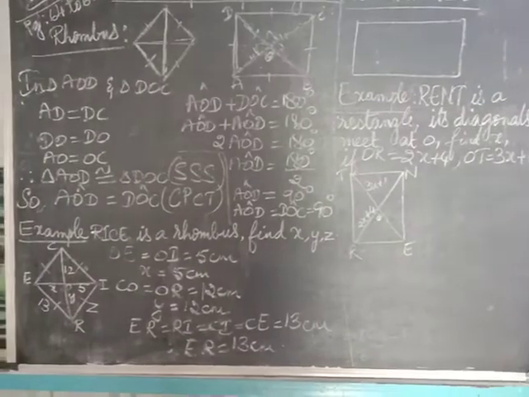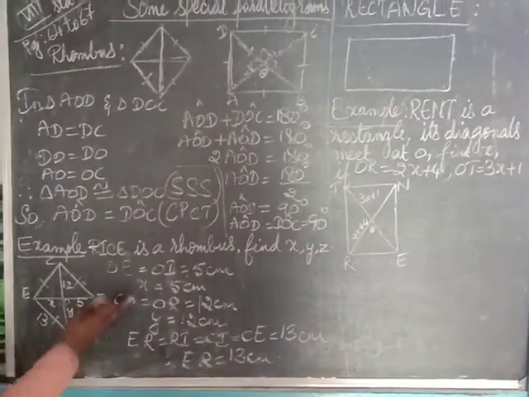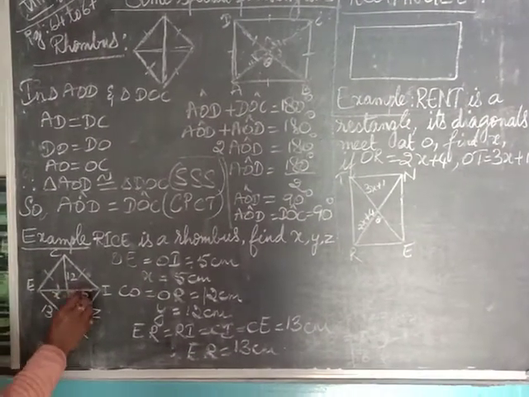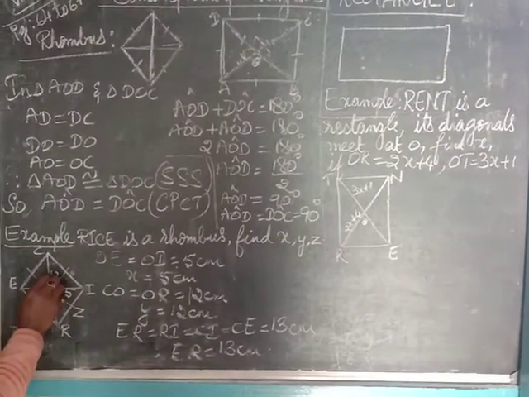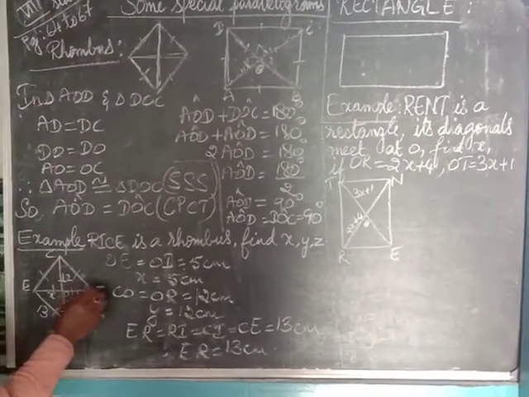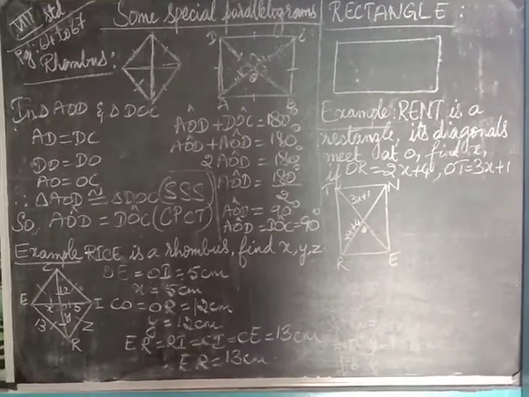Okay children, so this is how we got OE is equal to OI is equal to 5 centimeter, especially since OE is equal to OI and CO is equal to OR. Why? The diagonals bisect each other. That is why. Okay children, this is the example.